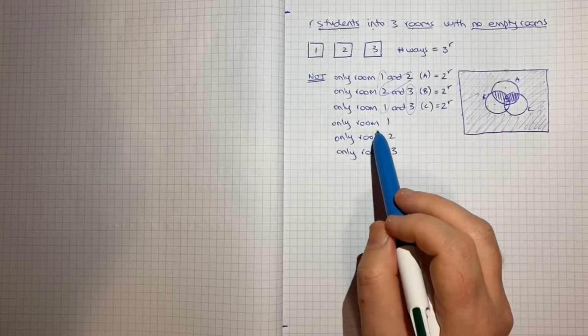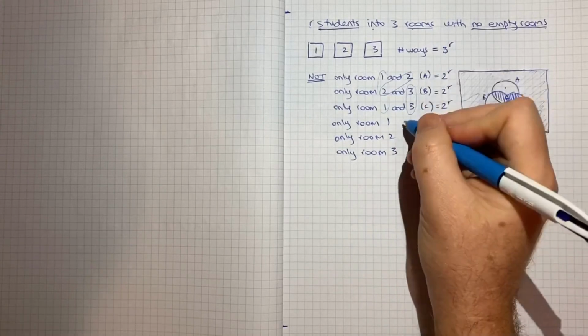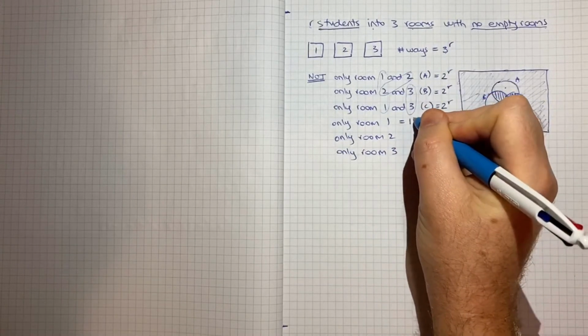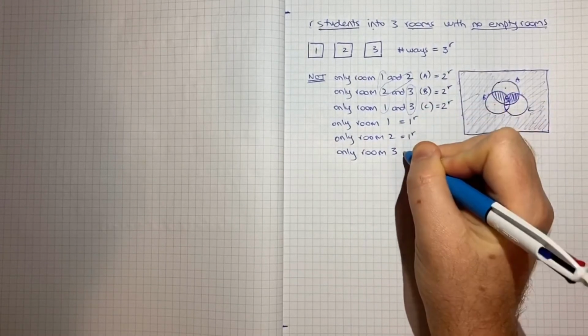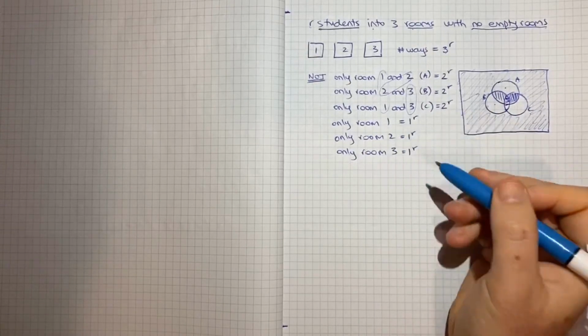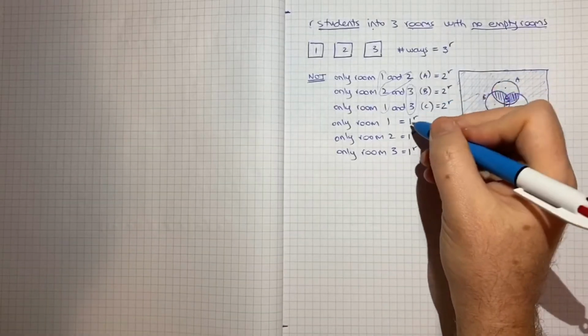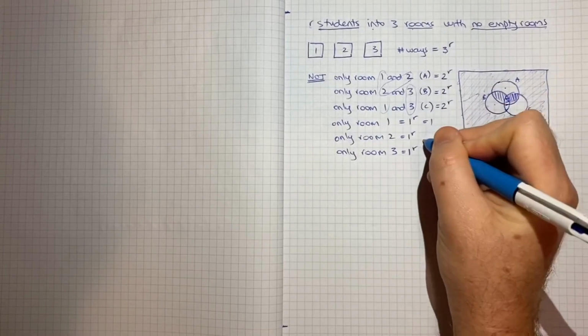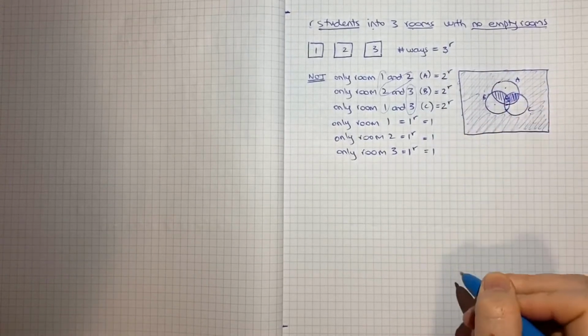And when I'm looking at only room 1, only room 2, and only room 3, same technique, but it's 1 to the power of r for each of those, because we're putting r students into 1 room. There's only one way you can do that. 1 to the power of anything is 1, so that's easy enough.